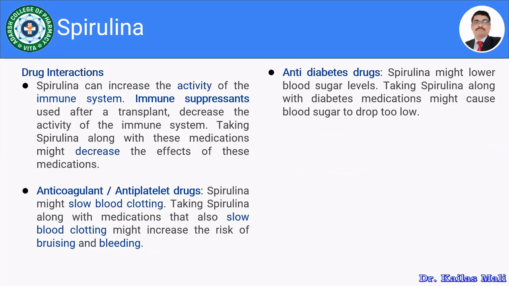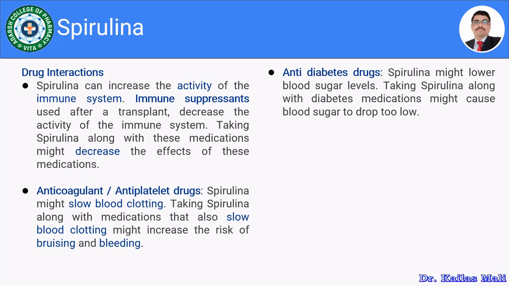So let us move towards the drug interactions. Here I have given 3 drug interactions. Very first drug interaction is related with the immunosuppressant. Second drug interaction is related with the antidiabetic medication. And third drug interaction is related with the anticoagulant and antiplatelet drug. So let us move towards the first drug interaction, that is with the immunosuppressant.